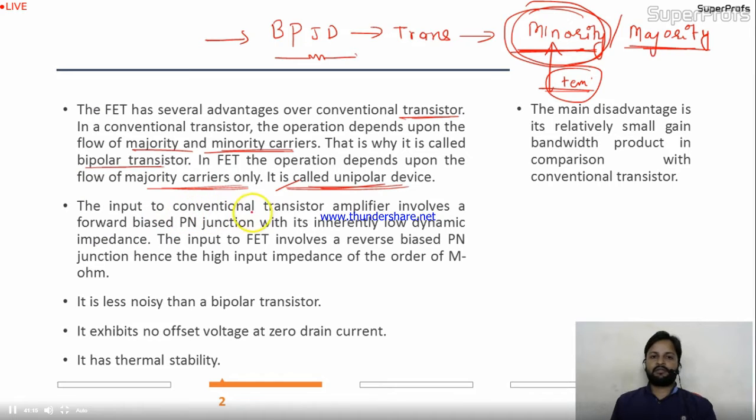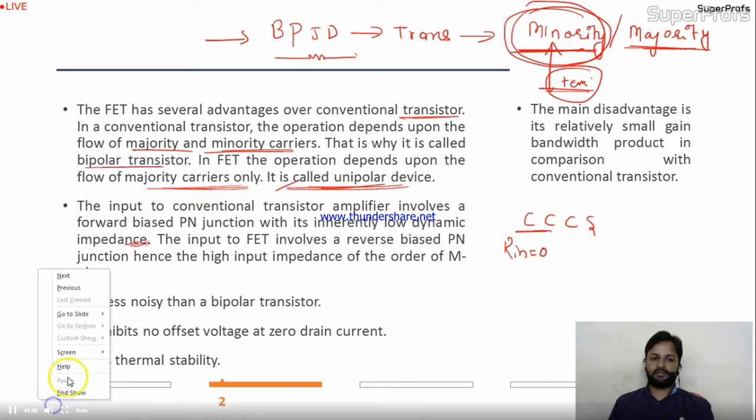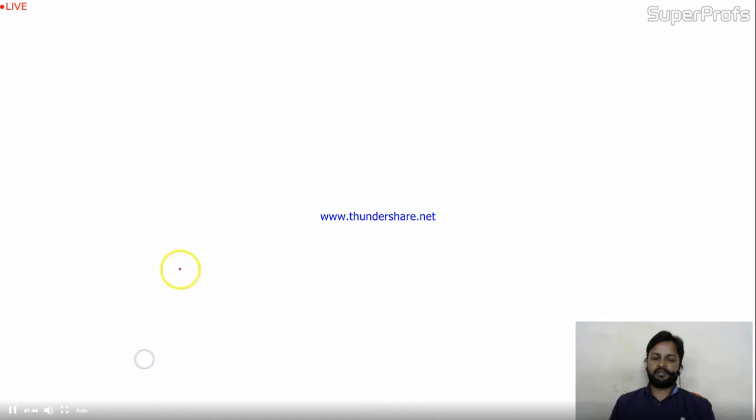The input to a conventional transistor amplifier involves a forward bias PN junction with its inherently low dynamic impedance. See, the BJT is a current control current source. This current control means the input Rin is low. Let me show that, then we'll come to this part.